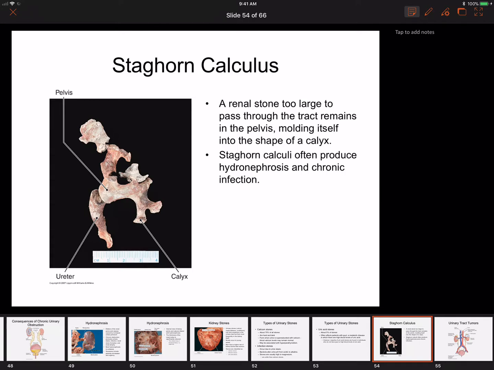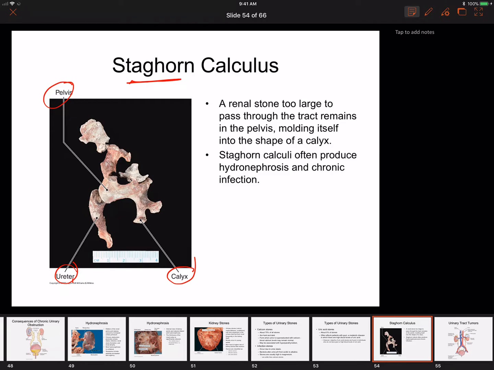So here you can see all what you see in here is actually the stone. This is a staghorn stone. This is usually triggered by infection, and it takes the shape of the area it's occupying, whether it's the ureter, the calyx, or the pelvis of that kidney.